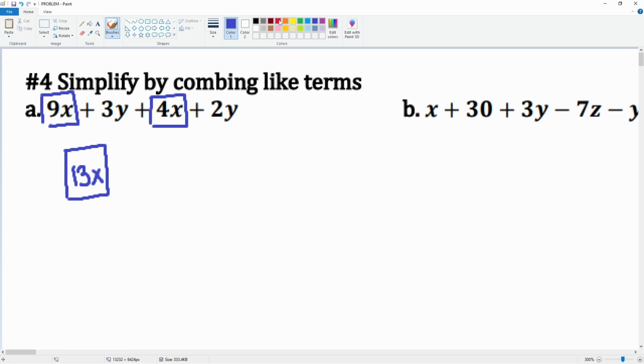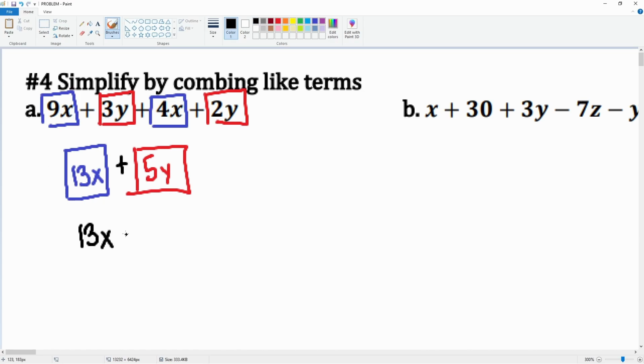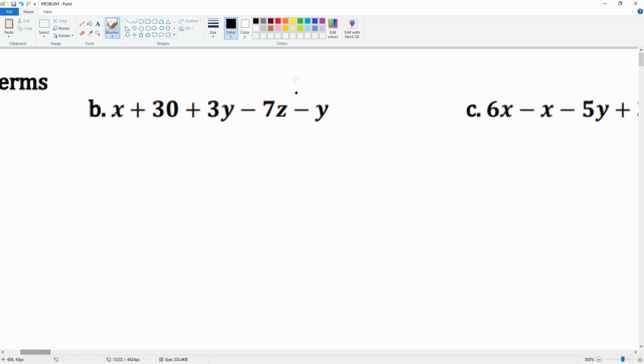Then everything else, this is the red square box, 3y and 2y. That goes together here and becomes 5y. So if we combine the like terms, the final answer is 13x plus 5y. The color coding should help you identify the like terms. All right, next, let's do this one.